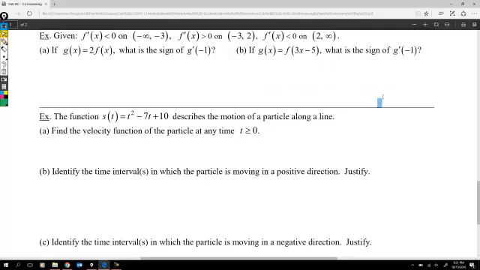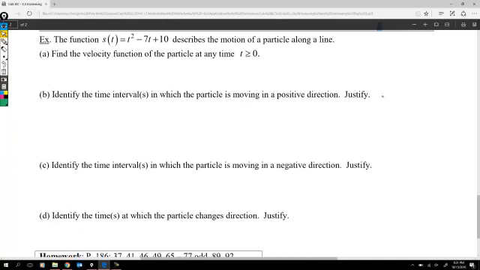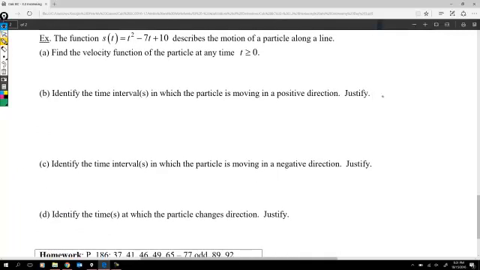Alright, let's move on to our last example. We're talking about particle motion. So we're given the position. This says it describes the motion of a particle. S always stands for position.